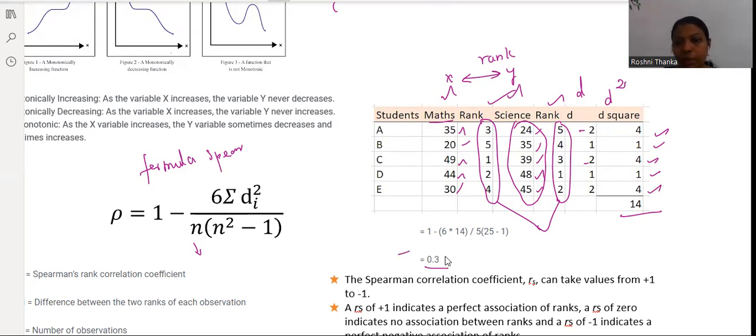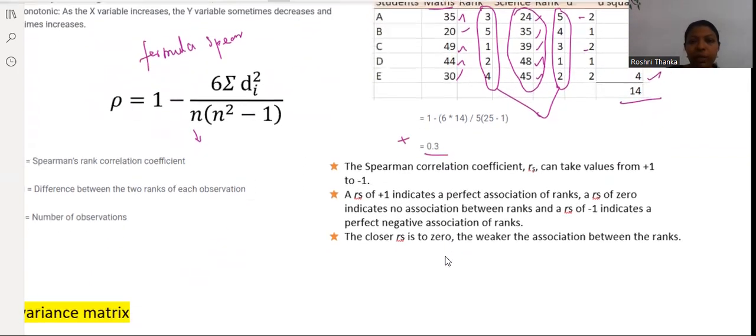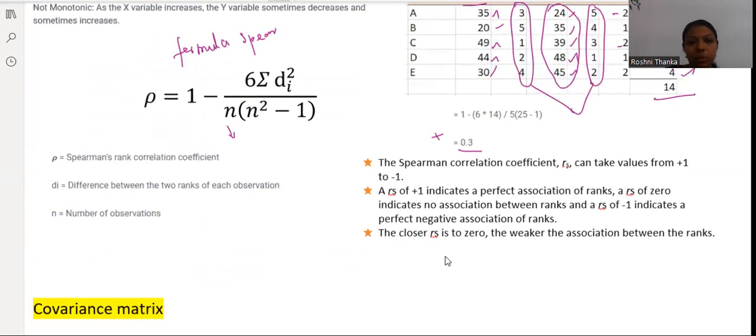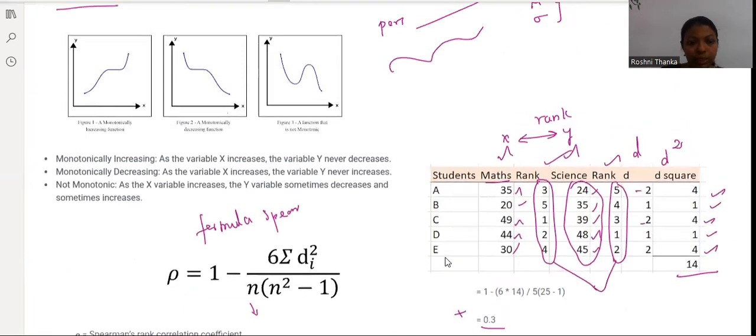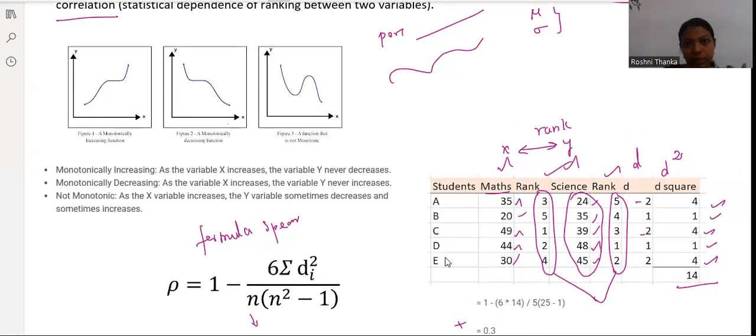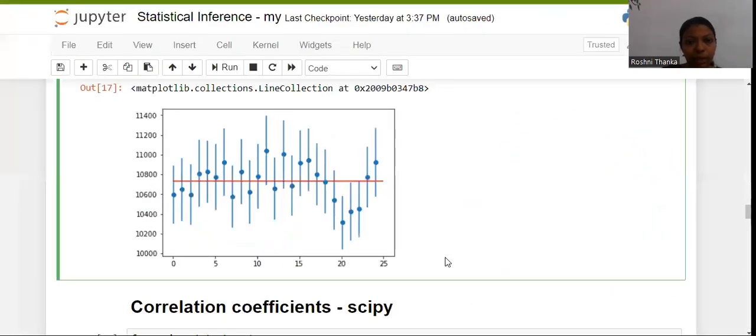Since it's a positive value, you can say it is a positive correlation, but we can say this trend is a weak positive correlation. But if it is nearing 1, we can say it is a strong positive correlation. So now let us apply this to a data set, and then we'll see how it is working.